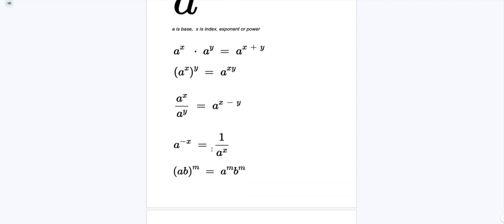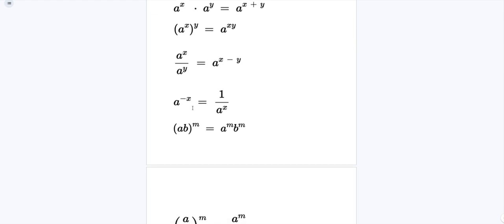When the expression is in divided form but the bases are the same, then we subtract the powers. When we have a base with a negative power, then we take the reciprocal. When we take the reciprocal, we just make the power positive. That means a to the power minus x would be 1 by a to the power x.